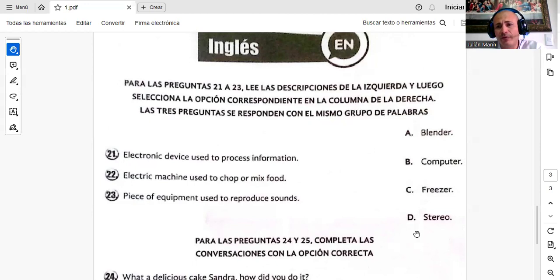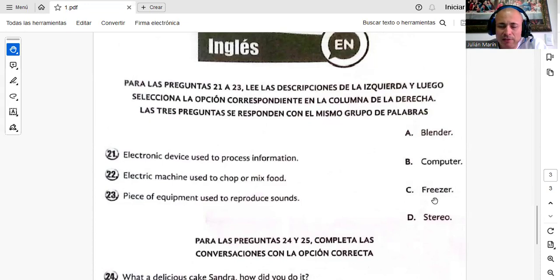So let's start by reviewing the concepts. What is a blender in A? Blender essentially is a machine that we use in the kitchen. It's an electronic machine that we use to process food. A computer, you know, it is used for processing information. That is B. C is a freezer, the part of the refrigerator where we keep the ice and we keep the frozen food. And D, a stereo, which is an electronic device that we use for playing or displaying music.